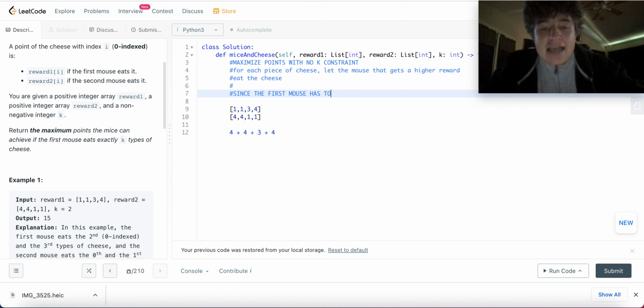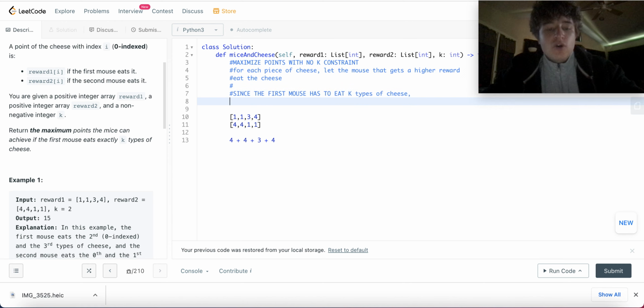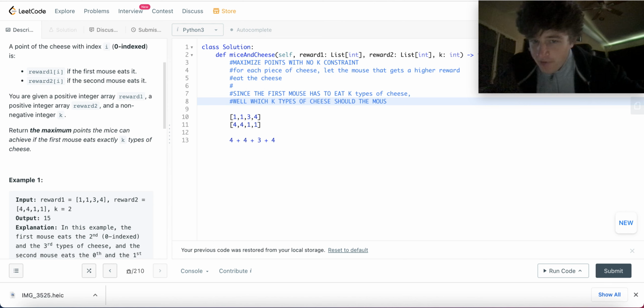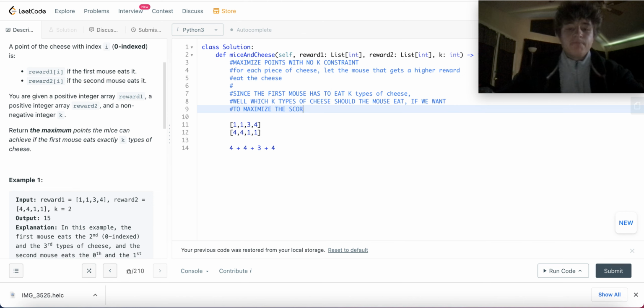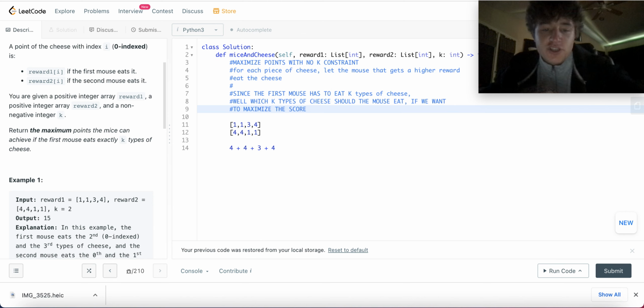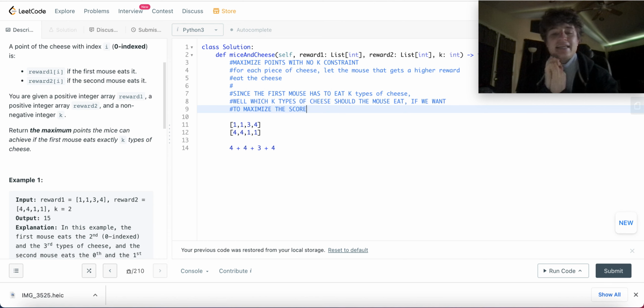Since the first mouse has to eat k types of cheese, right? But what this problem really comes down to is, well then, which k types of cheese should he eat? Should the mouse eat? Don't assume the gender of the mouse. If we want to maximize the score, right? So which pieces of cheese should the first mouse eat? Because he has to eat exactly k of them. So which k should he eat to maximize the score?